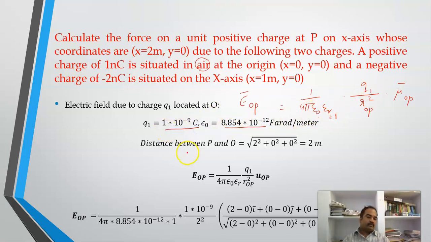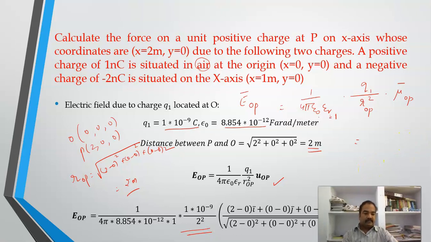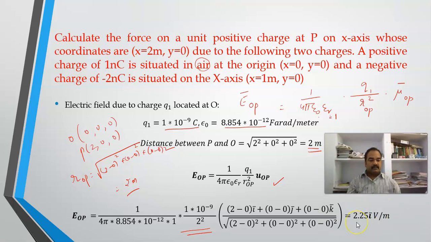It has been given 1 nanocoulomb, and for the distance, origin is at 0, 0, 0 and P is at 2, 0, 0. So the distance between these two is 2 minus 0 square plus 0 minus 0 square plus 0 minus 0 square. So it is 2 meters. So it has been given. So this is EOP. Okay. Now, substitute. So what is the value which you are getting here? You are getting somewhere around 2.255.